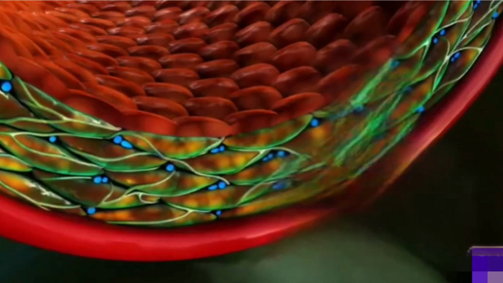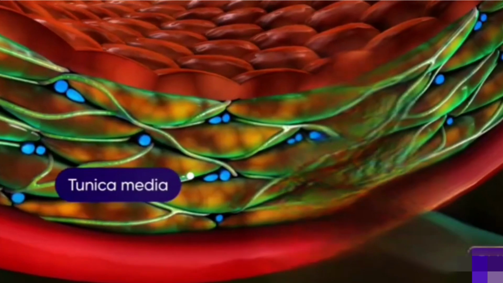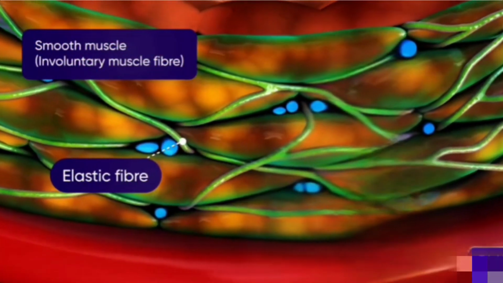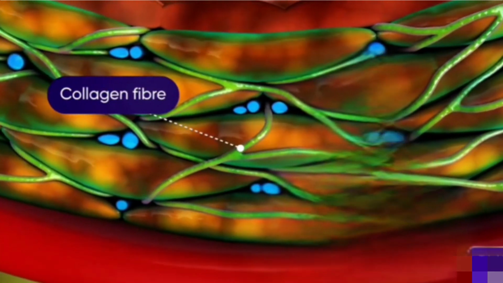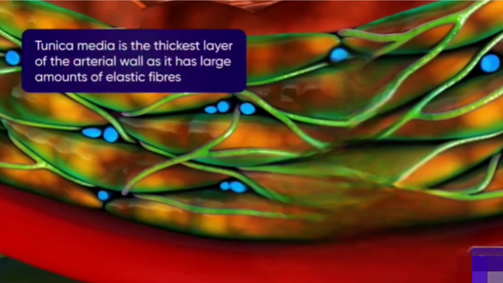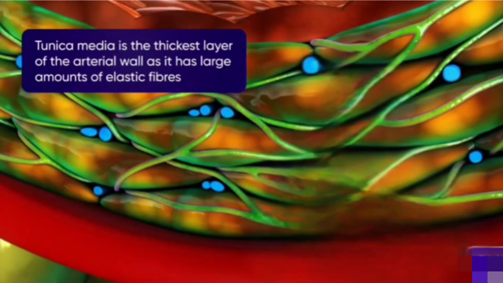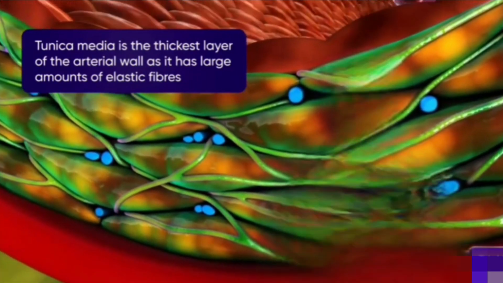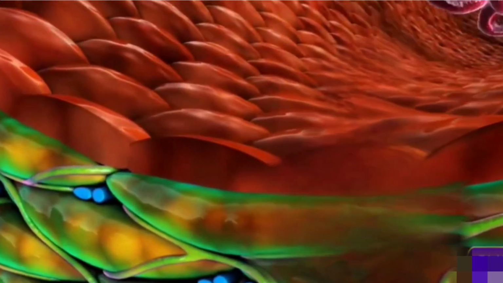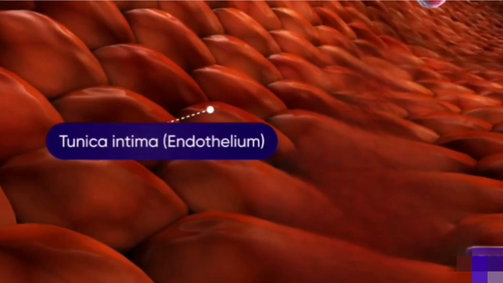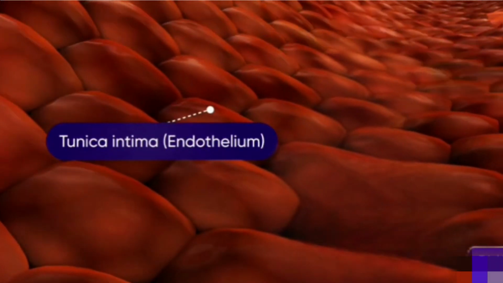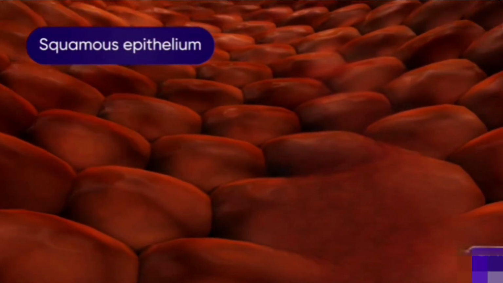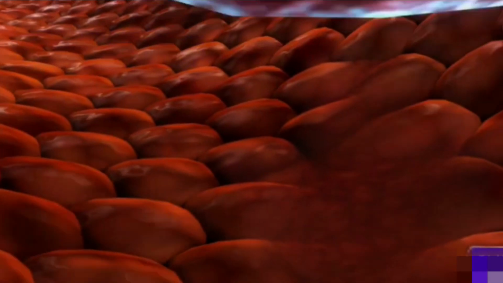Next to it lies the middle layer called tunica media, which contains smooth muscles, elastic fibers, and collagen fibers. Since it contains large amounts of elastic fibers, this is by far the thickest part of the wall. The inner layer, called tunica intima or endothelium, is a layer of flat cells made of squamous epithelium that fits together like jigsaw pieces.